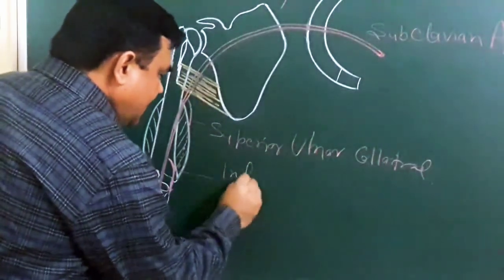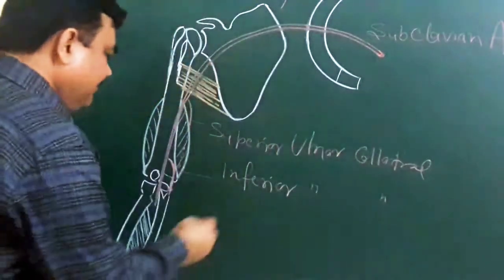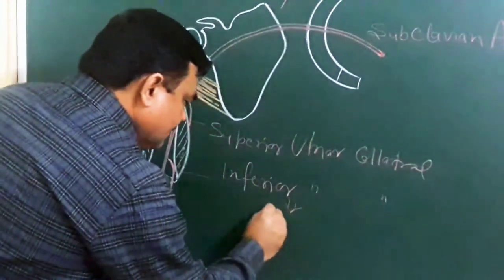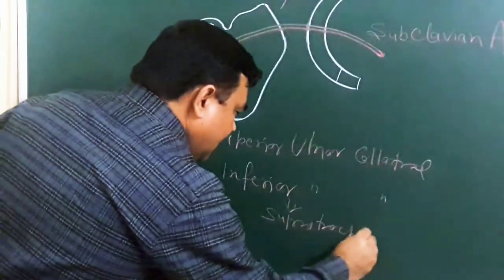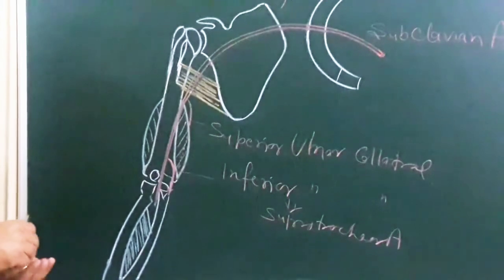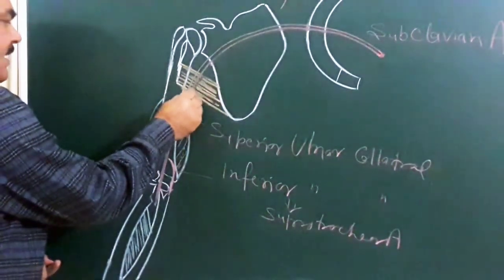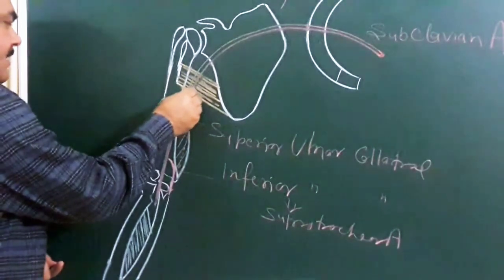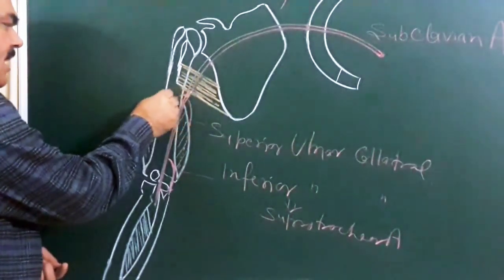This is the inferior ulnar collateral artery, also known as the supratrochlear artery. And here on the lateral side, a branch arises known as the profunda brachii, which passes through the radial groove.